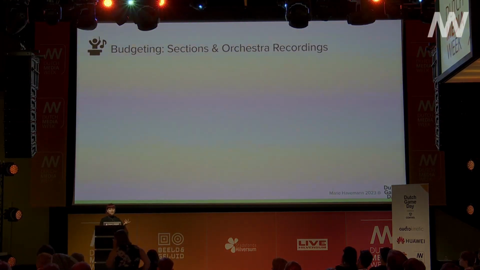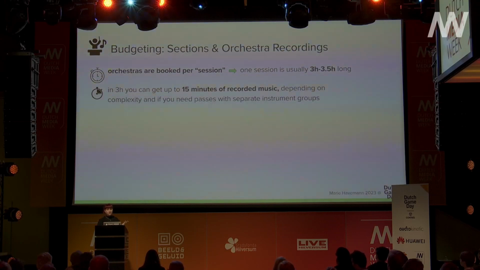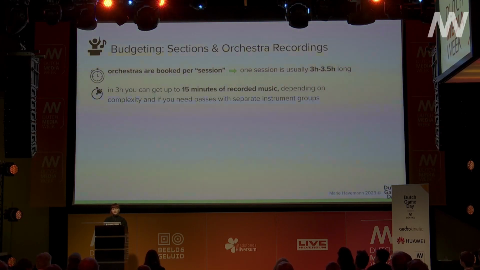So orchestras are usually booked per session, and one session is usually 3 to 3.5 hours long. In those 3 hours, you can get up to 15 minutes of music recorded. It depends on the complexity again, and if you need passes with separate instrument groups, or if you just want to record the whole orchestra at once. If you have simple material and just record the whole orchestra at once, you can get up to 20 minutes done. But if you want to split it into all the different sections, for example, brass separated from the strings, it's probably more like 5 minutes you will get done in a session.